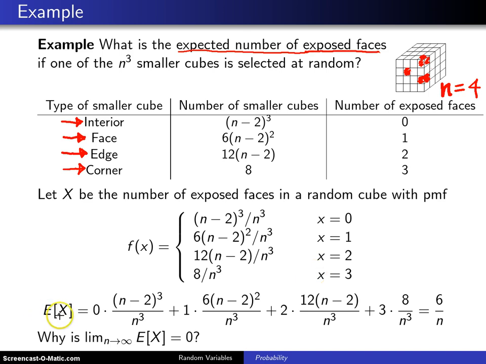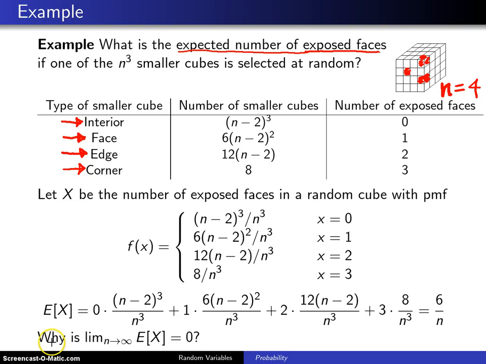Well, the expected value of x in this case will be a summation of each of the mass values, 0, 1, 2, and 3, multiplied by their associated probabilities. So this is 0 times f of 0 plus 1 times f of 1 plus 2 times f of 2 plus 3 times f of 3. And when you work through all of the algebra, this thing reduces to just 6 over n.